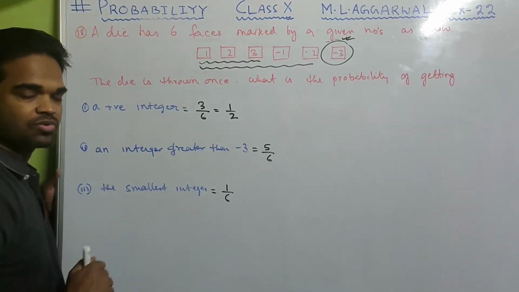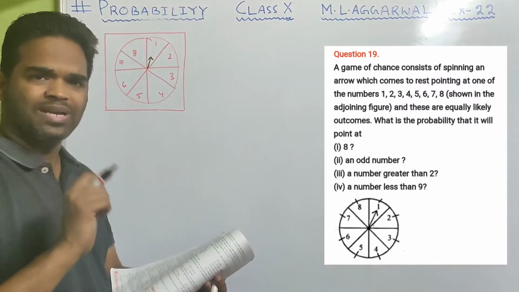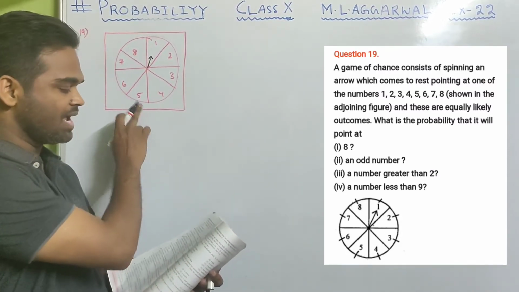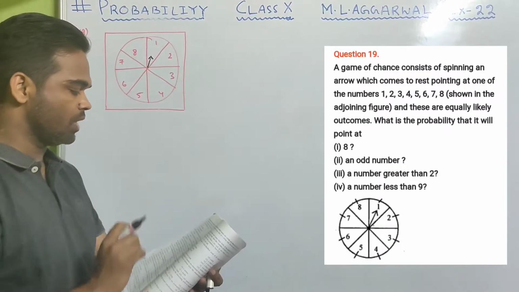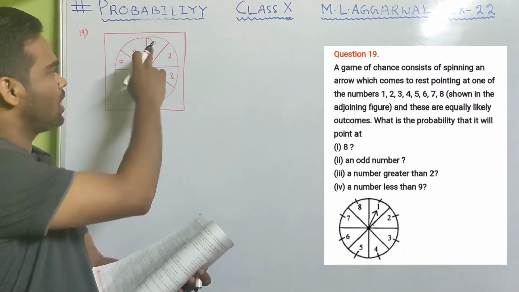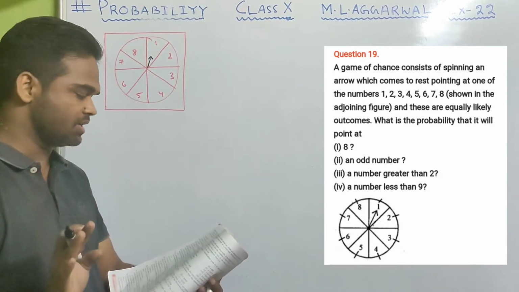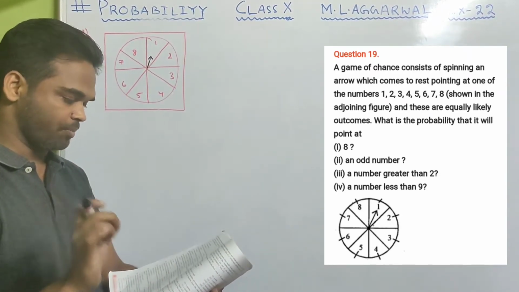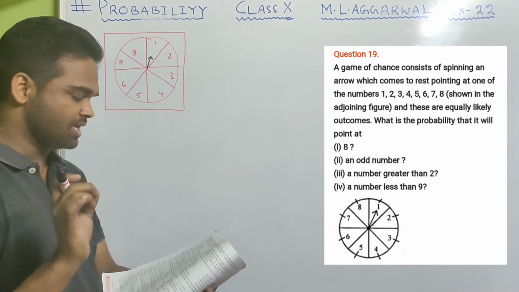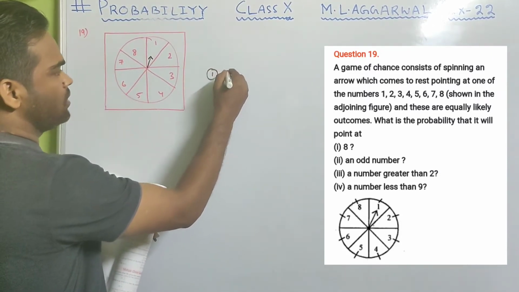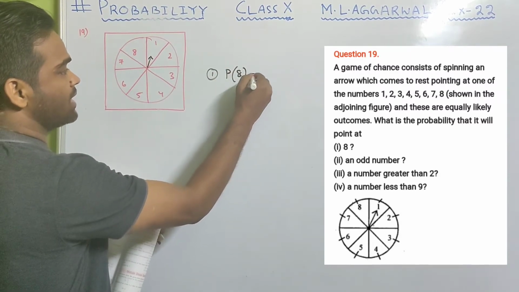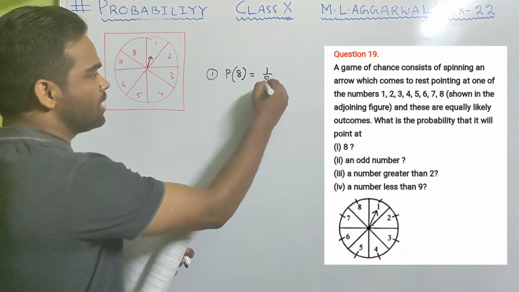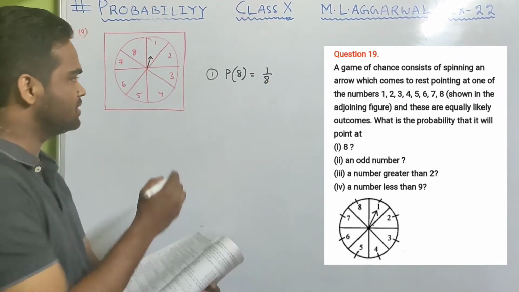Clear? Now let us look at the next sum. Now look at sum number 19. I'll just read the sum. A game of chance consists of spinning an arrow which comes to rest at one of the numbers 1, 2, 3, 4, 5, 6, 7, 8. You can see the diagram. And these are equally likely outcomes. What is the probability that it will point at number 1? What is the probability that it points at 8? So there is 1 favorable outcome out of 8. So 1 by 8, isn't it?